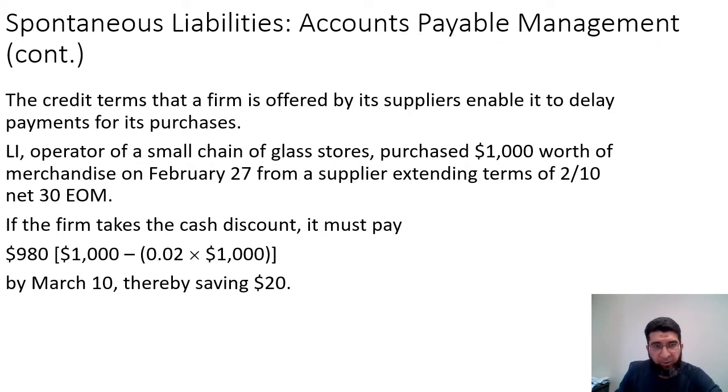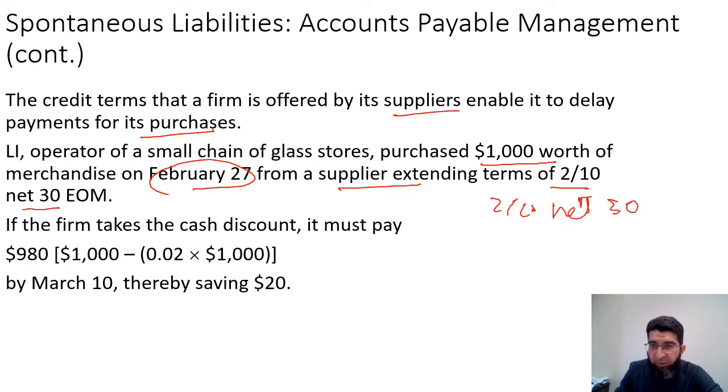The credit terms that a firm is offered by its suppliers enable it to delay payment for its purchases. Now, if we go with the Lee example again, Lee is the operator of a small chain of glass stores, who purchased $1,000 worth of merchandise on February 27 from a supplier extending terms 2/10 net 30 EOM, end of month. If the firm takes this discount, what will its savings be?